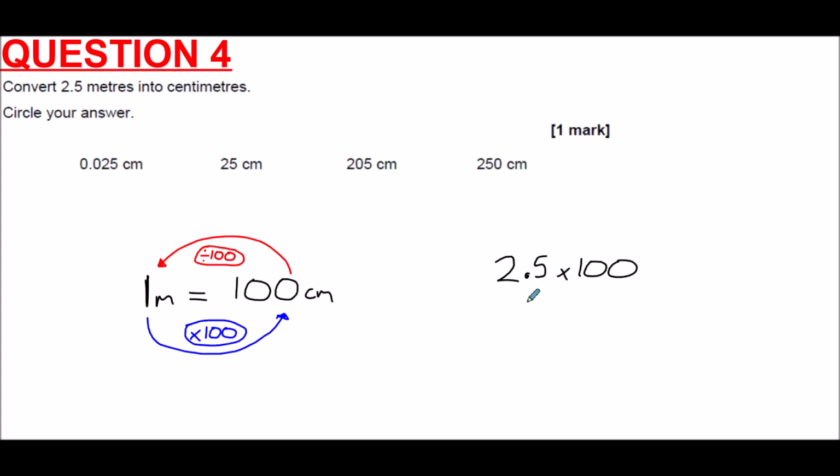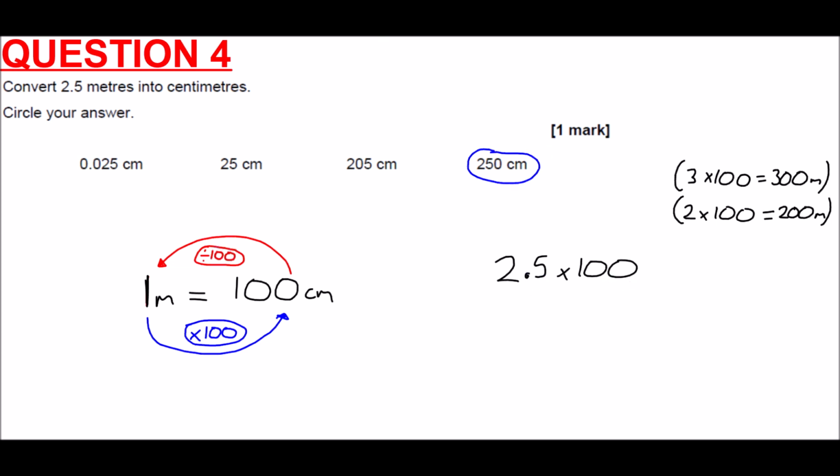2.5, well, if it were 3 for example, 3 times 100 would be 300 centimeters. Also as well, if it were 2 meters, 2 times 100 would be 200. 2.5 is in between 2 and 3, and so we're after an answer which is between 300 and 200. So it's got to be 250 centimeters.